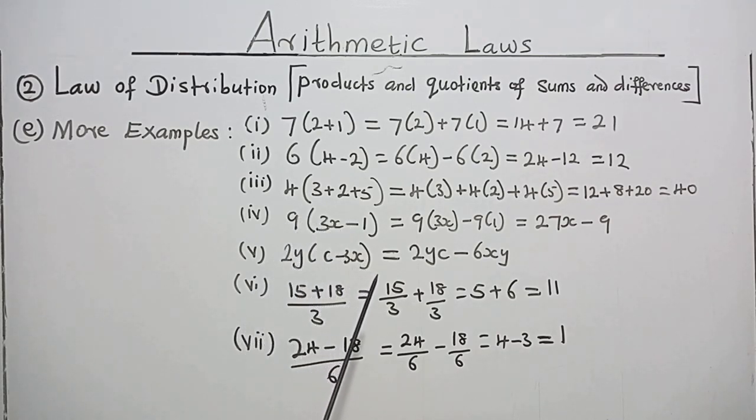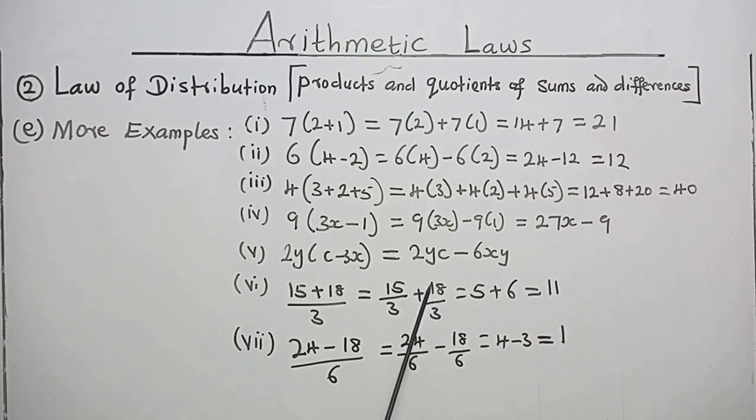With that law of distribution, what do we get? First, we say 9 times 3x, that is 9 bracket 3x. Then minus 9 times 1, that is 9 bracket 1. 9 times 3x is 27x. And then 9 times 1 is this 9. Therefore, the result of this number operation is equal to 27x minus 9.